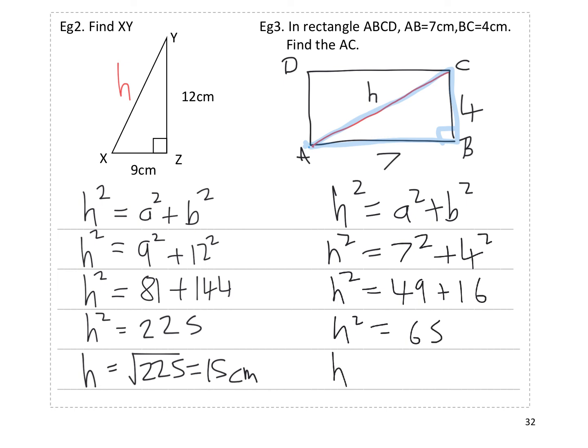Now, like the last question, if we want to get h, we have to square root it. Now, 65 is not a square number. 64 is, so it's going to be slightly bigger than the square root of 64. The square root of 64 is 8. So the square root of 65 is 8.06. And then doing that to 2 decimal places.